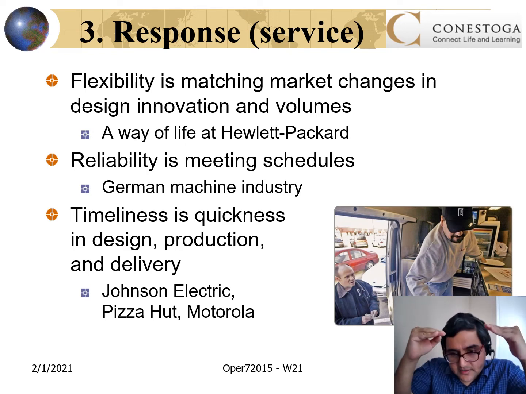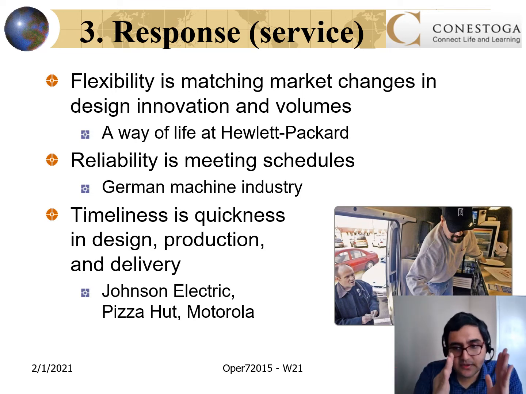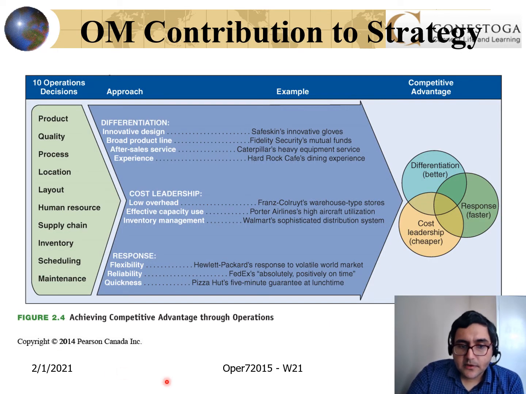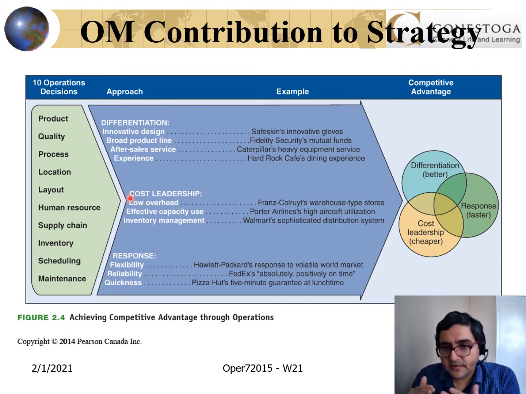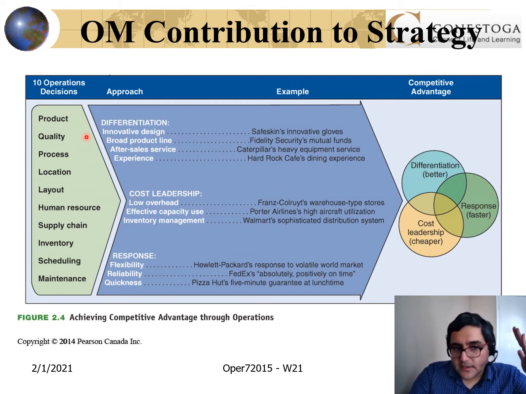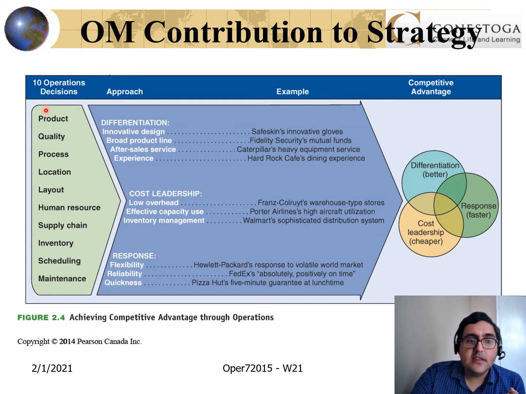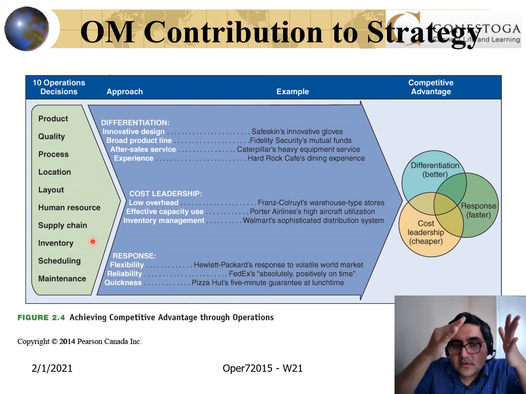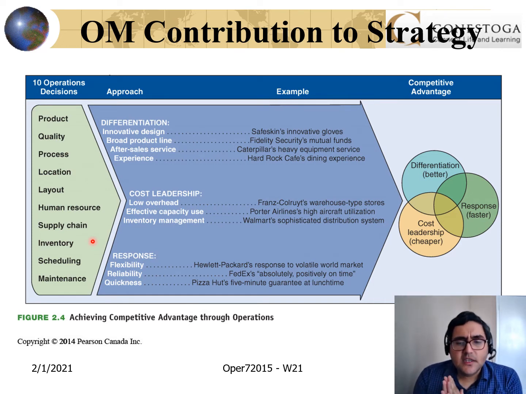Remember these things: a mission statement and three different strategies: differentiation, cost leadership, and response strategies. So now let's quickly look at the different operations management decisions which we will be studying in this particular course. The different decisions we will be studying in operations management involve, say, product design. It can be in terms of quality, it can be in terms of the process, location, and so on. So these are the 10 decisions which can be used for any type of industry.